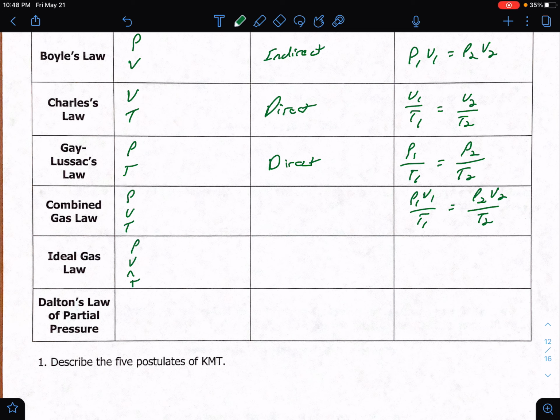Number 1, describe the 5 postulates of kinetic molecular theory, KMT. 1 is that gas particles do not attract or repel. That means they don't care about each other, so they're not going to attract or repel each other. 2 is that they are very small, so most of a gas is just made up of empty space. 3, they are in constant random motion, so they're just bouncing off each other, doing their own thing.